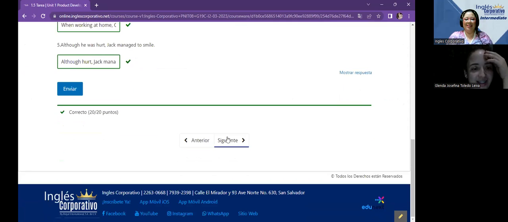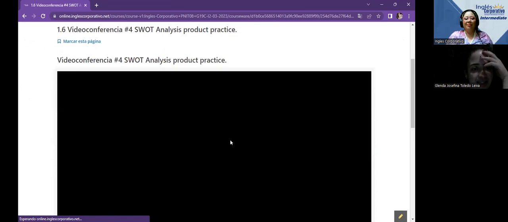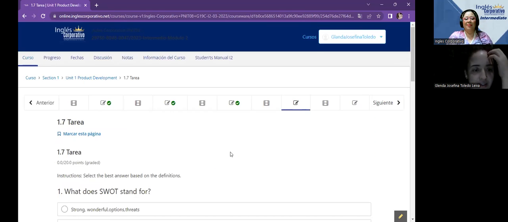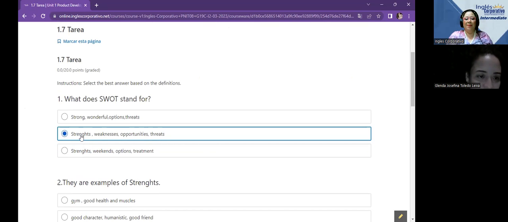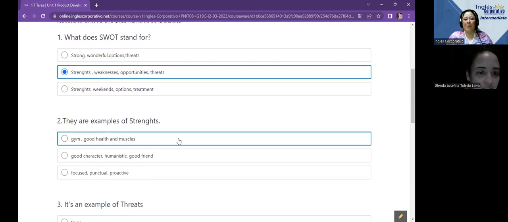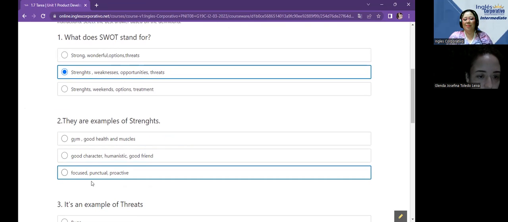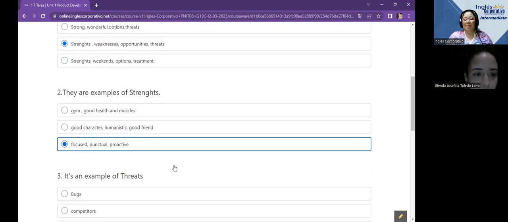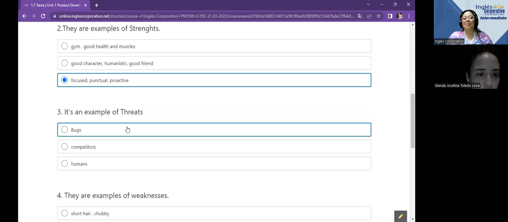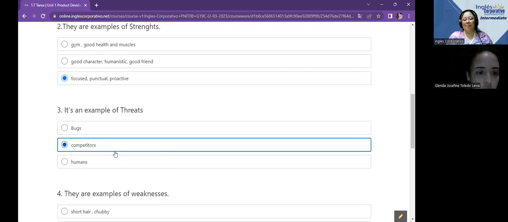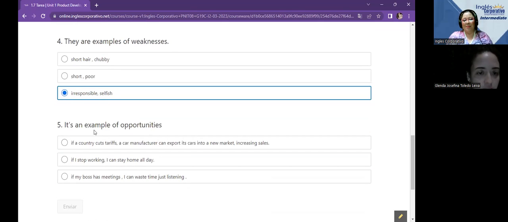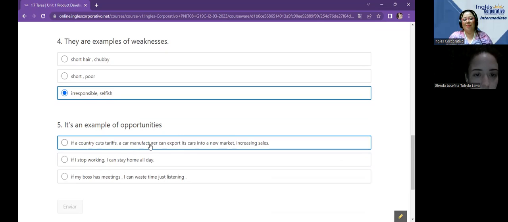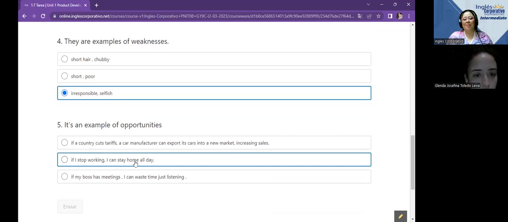Ah, no, nos faltan dos todavía. Vamos a ver. Not easy. The example of strangers. Mm-hmm. It's example for traits. They are example of goodness and responsible self. It is example for opportunity to country. It's a stop working schedule. Yeah.